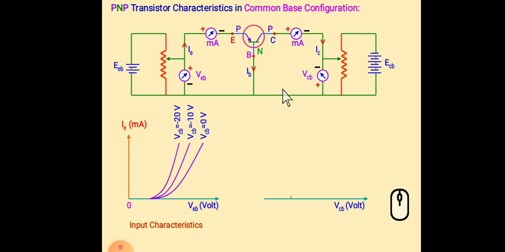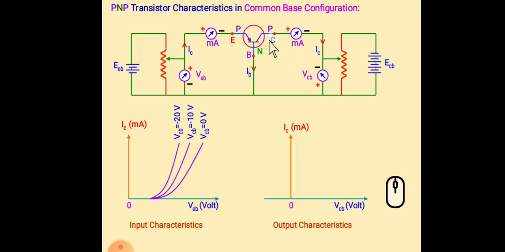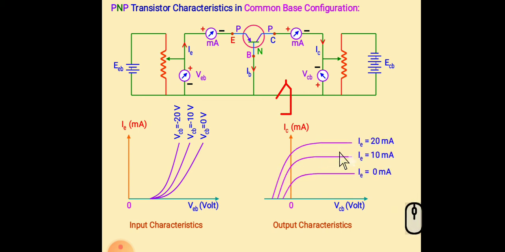Similarly, for output characteristics, here output current is IC. By this ammeter we can collect the output current. So IC is the output current and VCB is the output voltage. So this is the graph. Here we have to remember that in case of output characteristics, the input current is always constant. In case of input characteristics, output voltage is constant. In case of output characteristics, input current is constant.